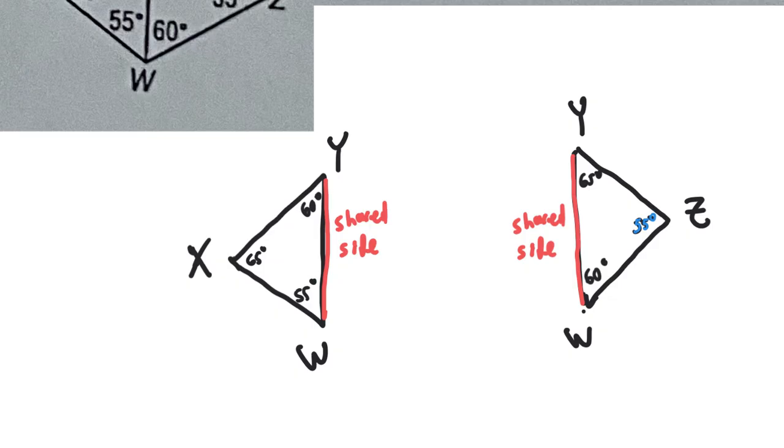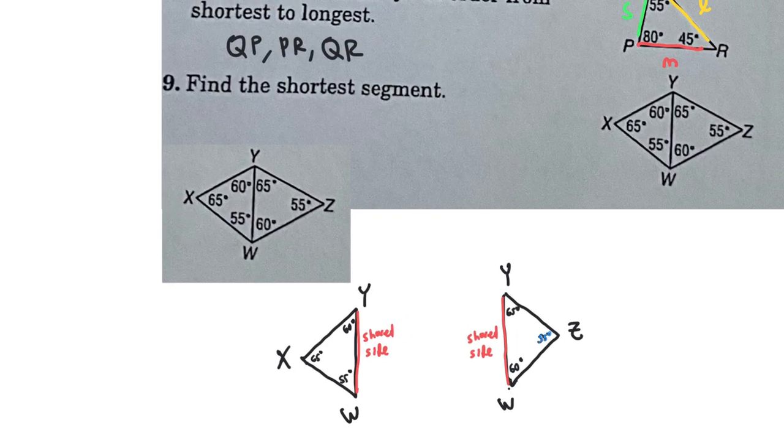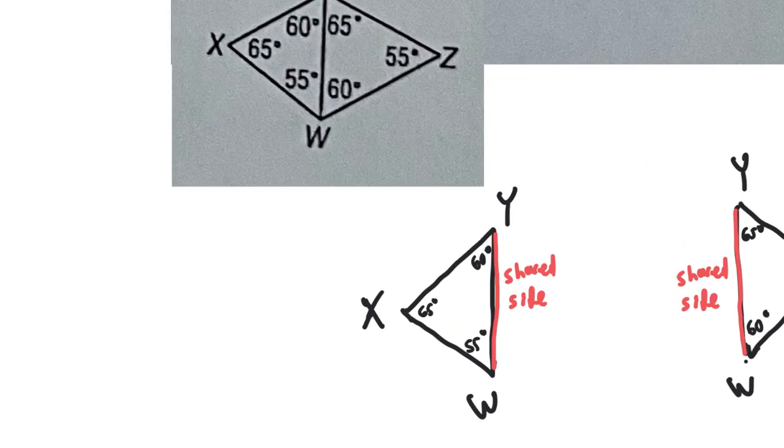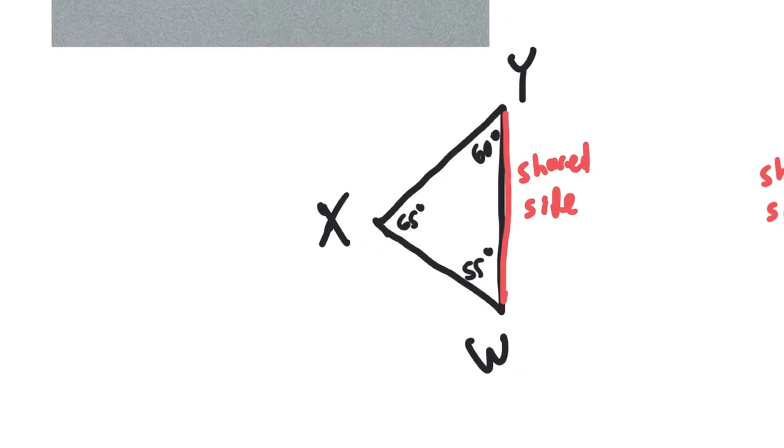So once again, the shared side is the shortest side of this big triangle, but it's the longest side of this small triangle. So if we're looking for the shortest segment of the whole diagram, obviously the shortest segment is going to be the shortest side of the smaller triangle. Well, this is the smaller triangle. So what's the shortest side of the smaller triangle? It's obviously this one, because it's across from the 55-degree angle.